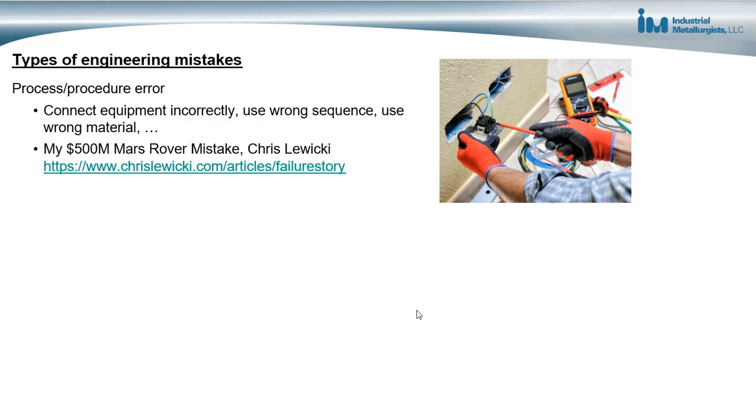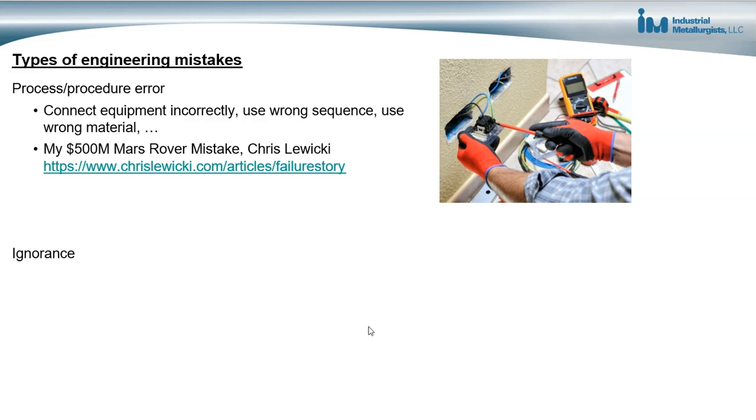An example of a process or procedure error is documented in a great article by Chris Lewicki. He wrote an article about his $500 million Mars rover mistake, and it's at the website shown here. And basically, what happened is that he was with a team of people working on testing the Mars rover before it was going to be launched into outer space. And in doing the testing, he hooked up a piece of equipment incorrectly, and it caused a problem. And he doesn't say why he hooked it up incorrectly, but he recognized that he hooked it up incorrectly. And you can read the article to learn more.